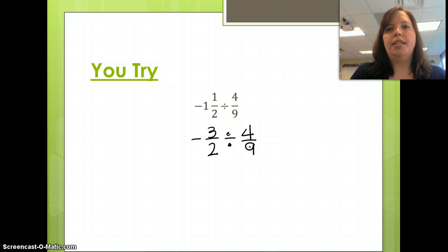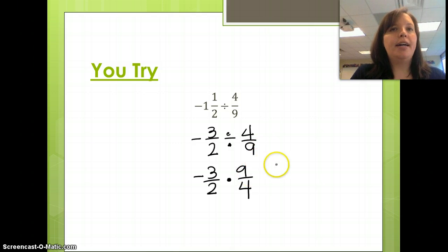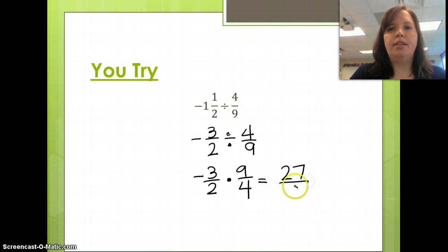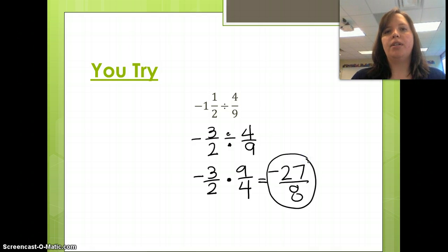Now we want to keep our first term, change it to multiplication, and flip our fraction. What you notice is I'm not canceling, I'm not looking at cross-canceling until I have multiplication. Now I look at 2 and 9, nothing in common. Now I look at 3 and 4, nothing in common as far as factors that I can divide. So I know that I can go ahead and multiply. So this is 27, the denominator is 8, and our answer would be a negative value because a negative times a positive is a negative.